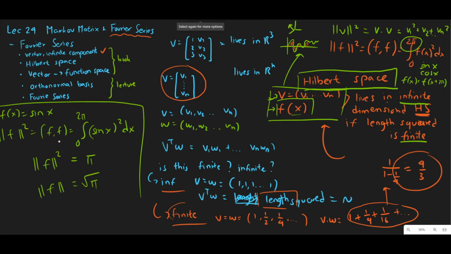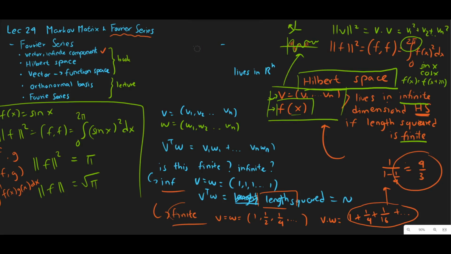And by the way, regarding the notation, if you have two functions like f and g, then you will have f comma g for the inner product, and then you will have the integral of f(x) g(x) dx.